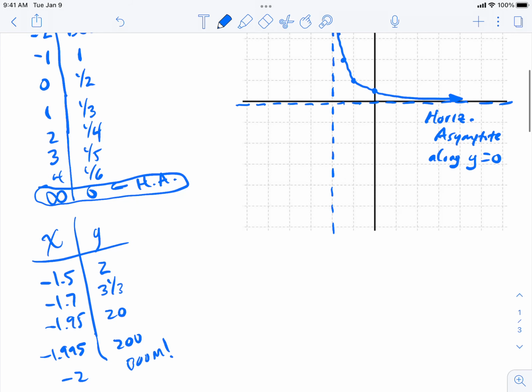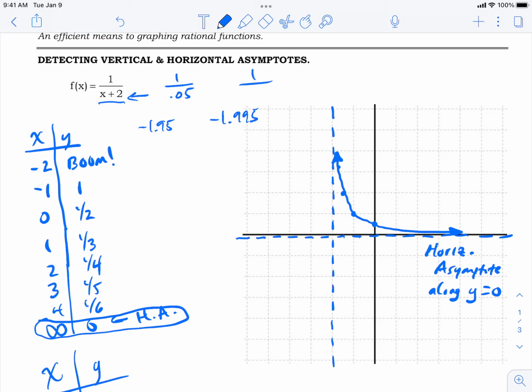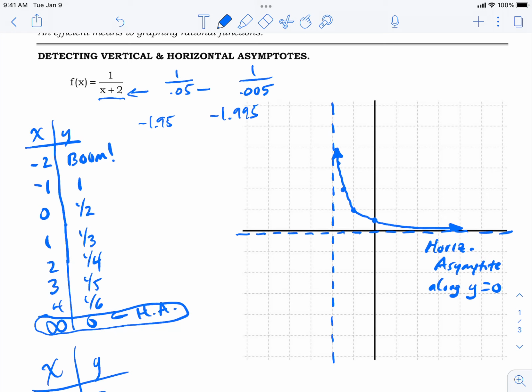And why is it blowing up? Because as you get closer to -2, this is getting closer and closer to 0, right? So if x is -1.95, then -1.95 plus 2 is 0.05. If x is -1.995, then -1.995 plus 2 is 0.005, and so on. So as x gets closer and closer to -2, you're dividing by a smaller and smaller number, which gets you a bigger and bigger y result.